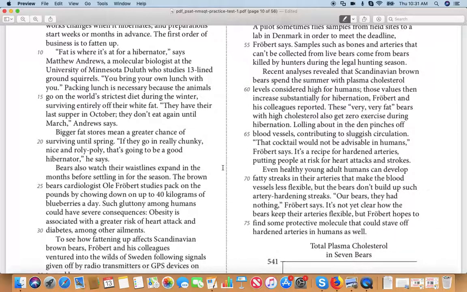Lolling about in the den pinches off blood vessels, contributing to sluggish circulation. What is lolling? What does that mean? I can't quite describe it. It means just essentially being lazy. Yeah, lazing around, rolling around. Another good word. And sluggish? Sluggish means slow. Literally like a slug. So, slow. Absolutely. Good.